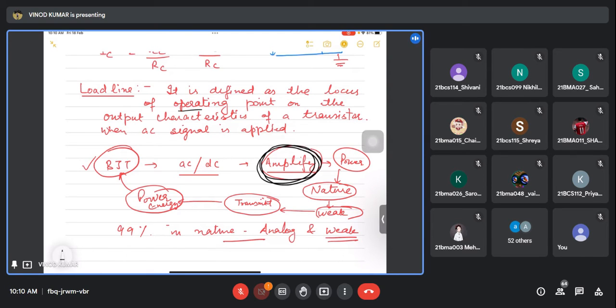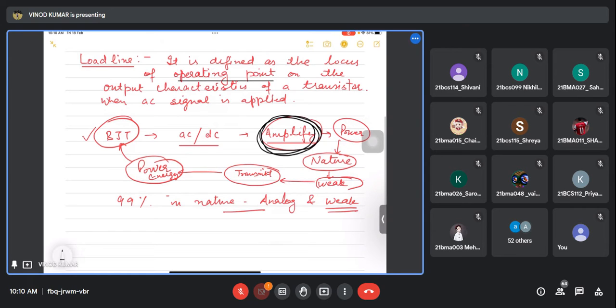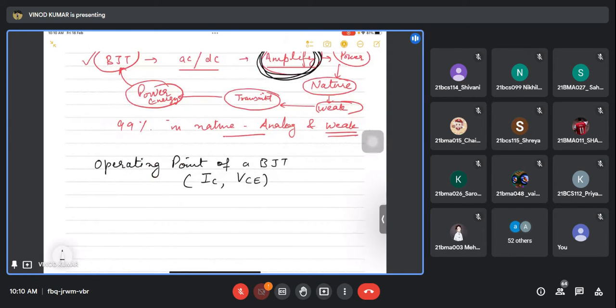Now we talk about the operating point. Operating point means the point of a BJT, that is IC and VCE. Okay, collector current and VCE are going to define the operating point of a BJT, right? Operating means where it is operational, the point at which the BJT is operational.